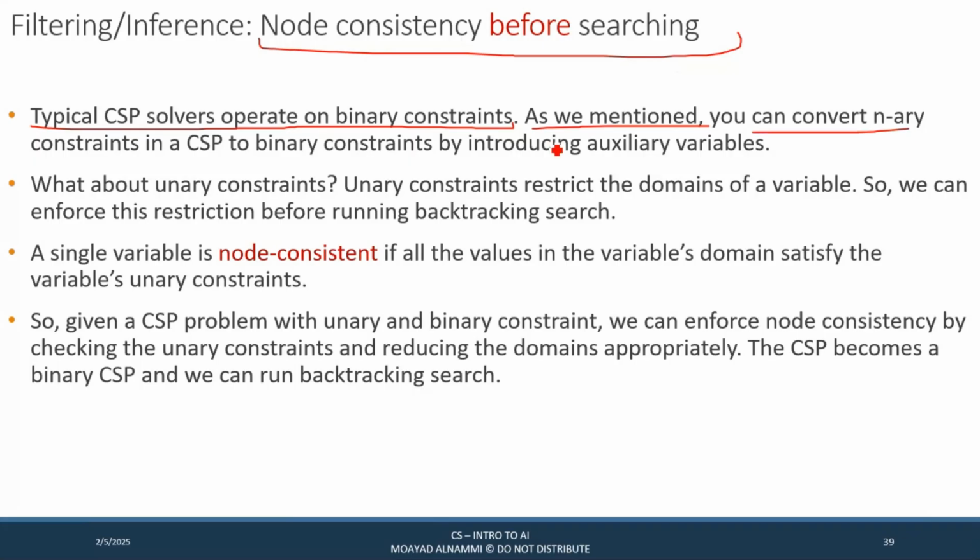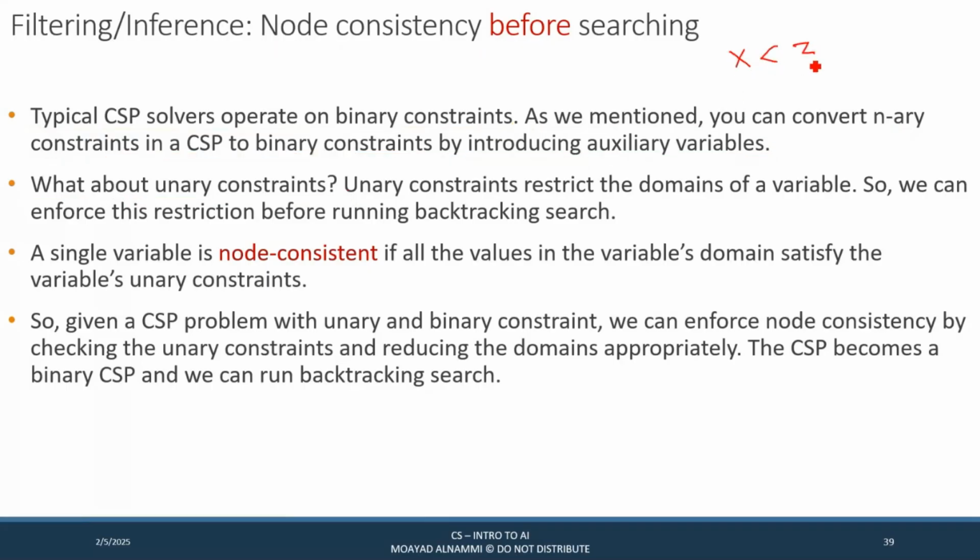As we mentioned, you can convert n-ary constraints in a CSP to binary constraints by introducing auxiliary variables. So far we're just saying that you're working on binary CSPs. Well, what about unary constraints? The unary constraints are the ones that look like this: X should be, for example, less than 3, or X should be equal to 1, and things like this. These are constraints that involve restrictions on a single variable.